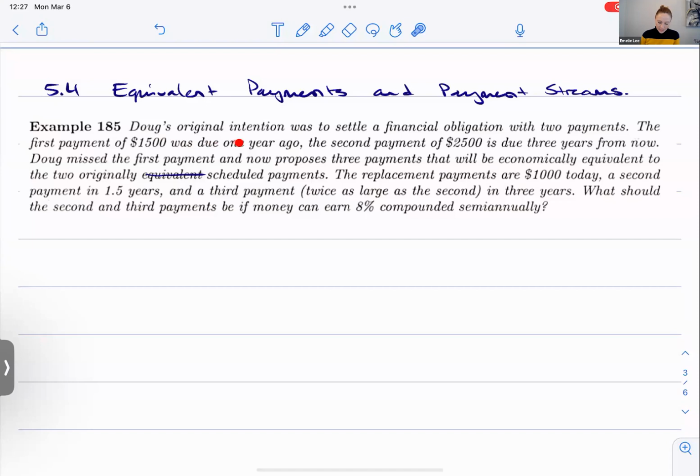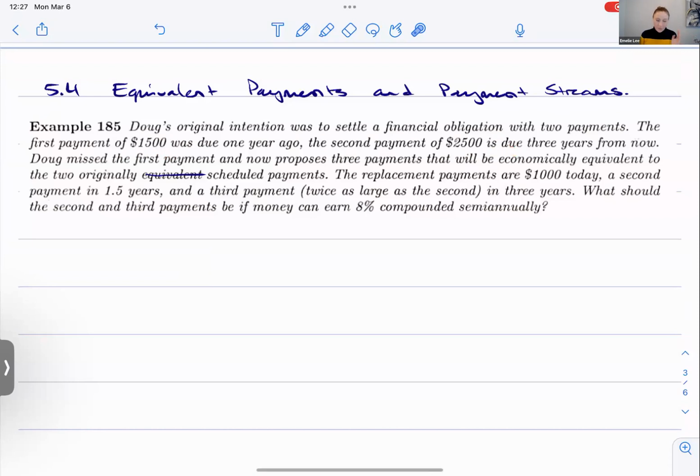Doug's original intention was to settle a financial obligation with 2 payments. The first payment of $1,500 was due 1 year ago, and the second payment of $2,500 is due 3 years from now. First, I'm just going to read it out and get the lay of the land.